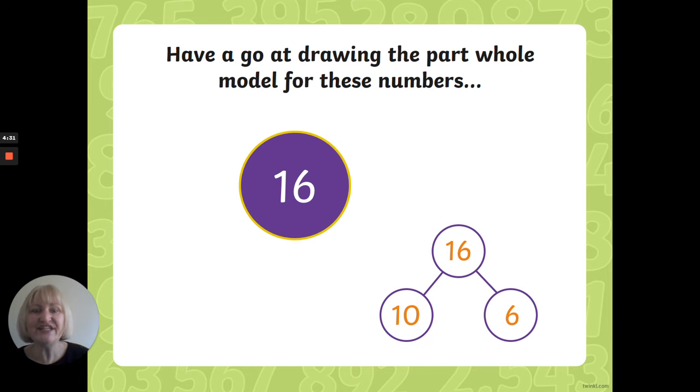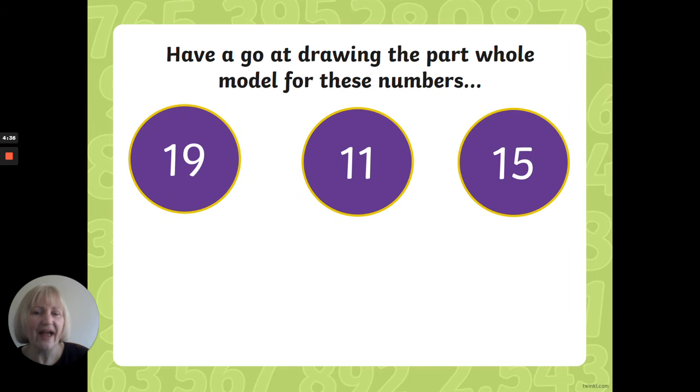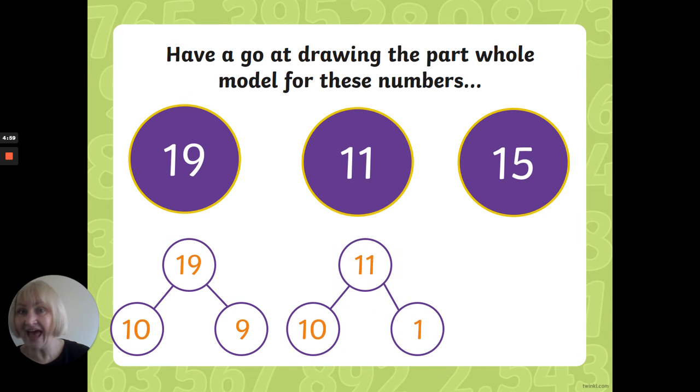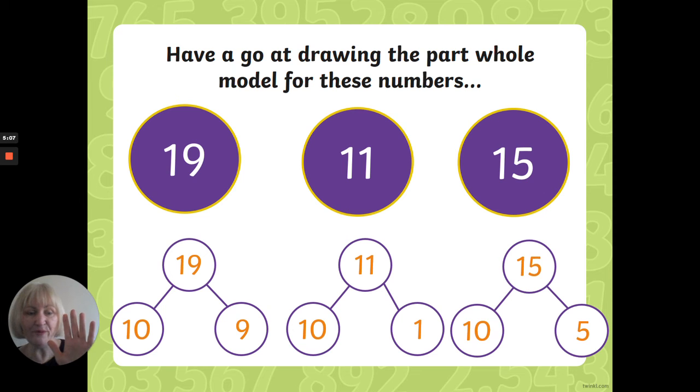Did you get it? Did you split it up into a 10 and a 6? Well done. Have a go at these. Pause the video again and show me the cherry diagrams for those 3 numbers, 19, 11 and 15. Okay, let's see how you did that time. 19 is a 10 and a 9. 11 is a 10 and 1 more. And 15 is a 10 and 5 more.